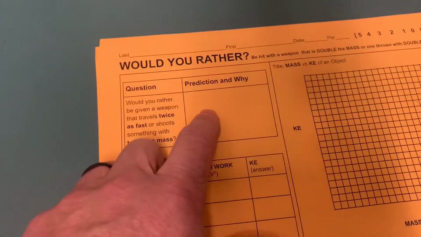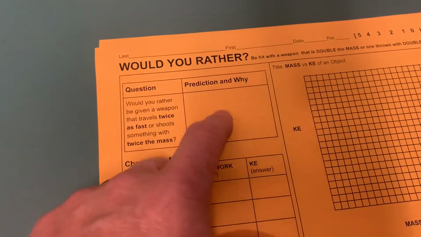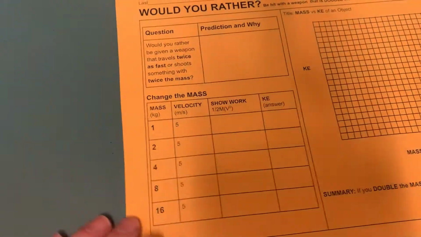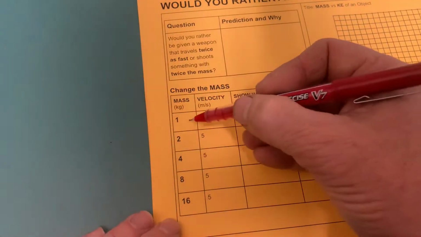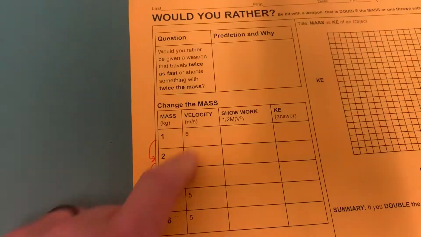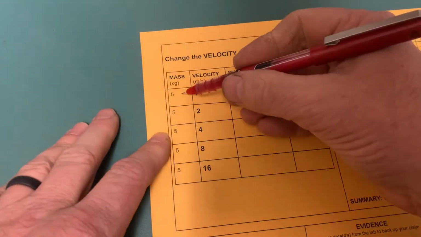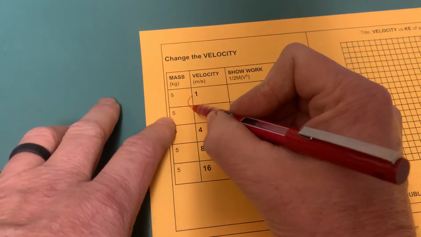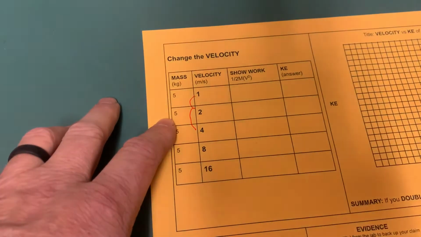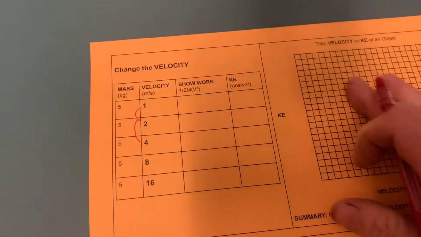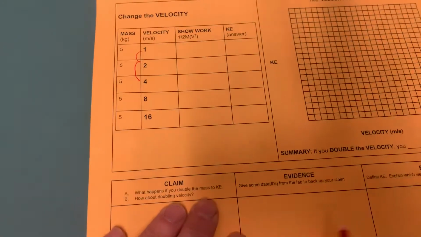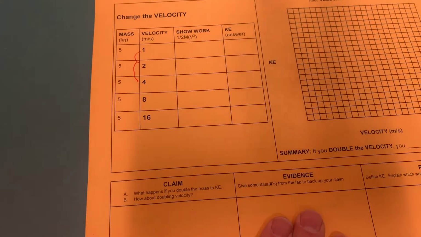Okay, so first make your prediction right here. And then what we're going to do down here is you can see each time I doubled the mass. So on this page, we're doubling the mass, but we're going to keep the velocity the same. If you turn the handout over to the back side, you'll see that you are keeping the mass the same, but each time you are doubling the velocity. And then we're going to graph the outcome of that and answer a couple questions and do a quick claim, evidence, reasoning about what would happen.